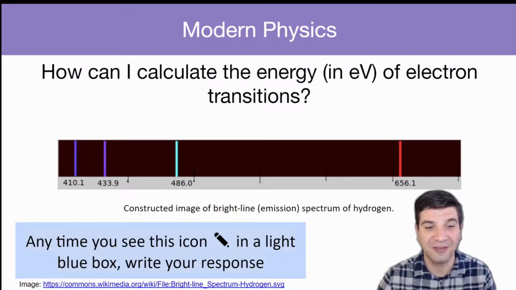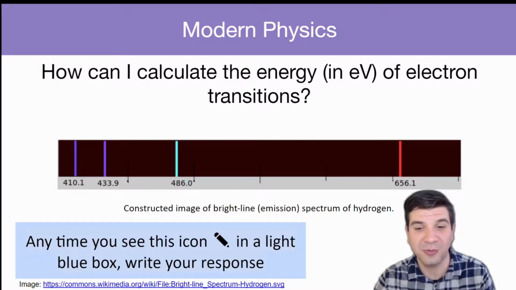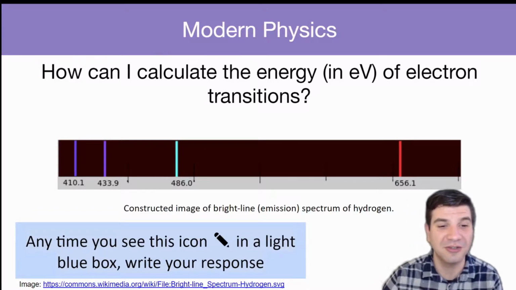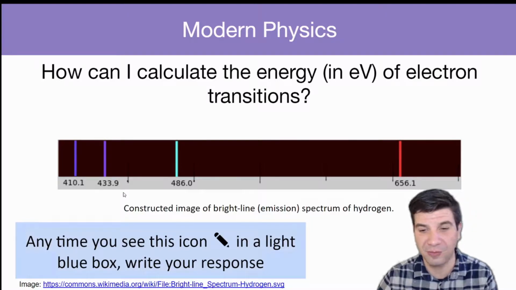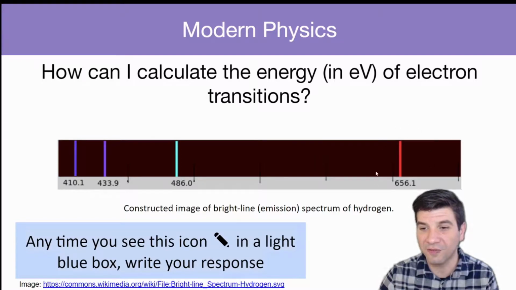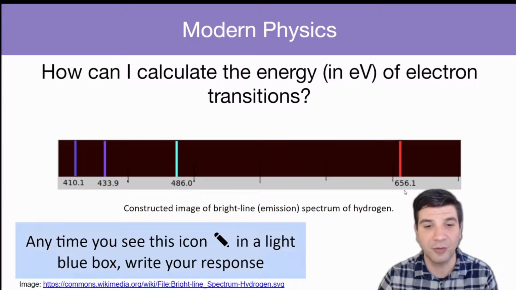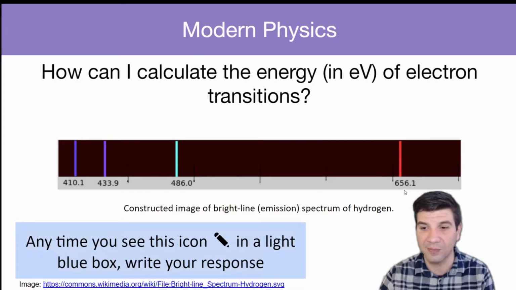Today we're going to talk about calculating the energy in electron volts of electron transitions. As you can tell, we have a bright line spectrum or emission spectrum of hydrogen here, and it's a very obvious fingerprint once you've seen this a few times. You could see here this 656.1 nanometer red line. It kind of stands out to me.